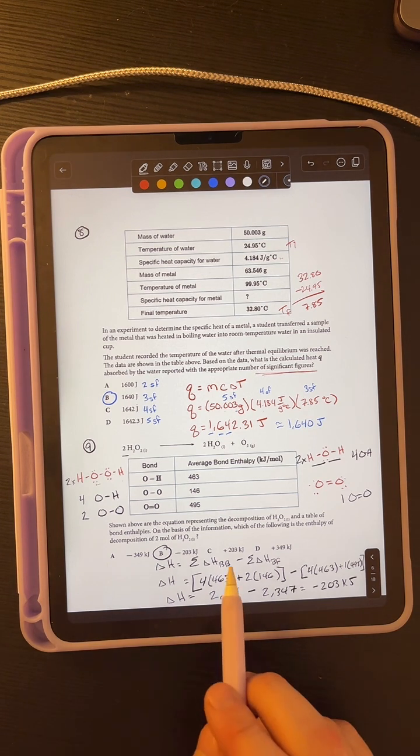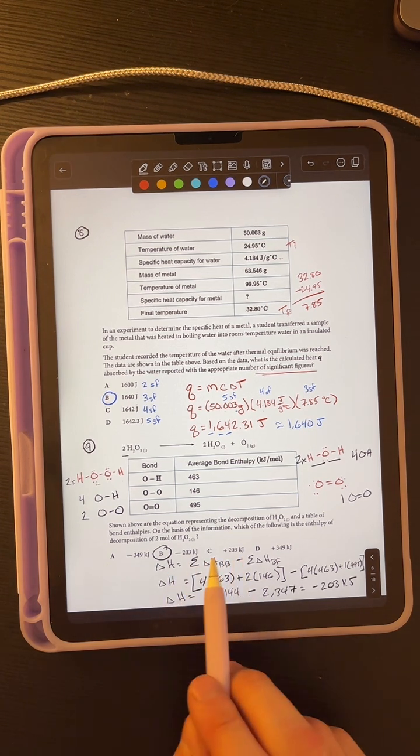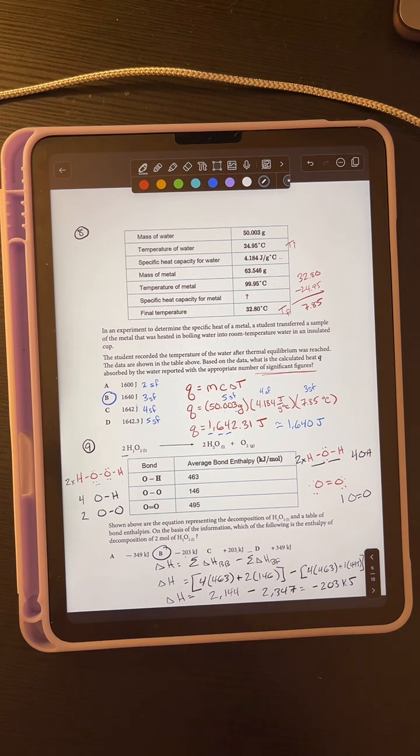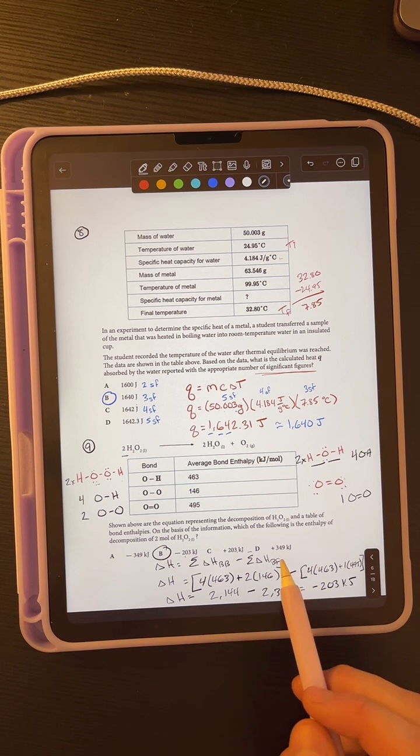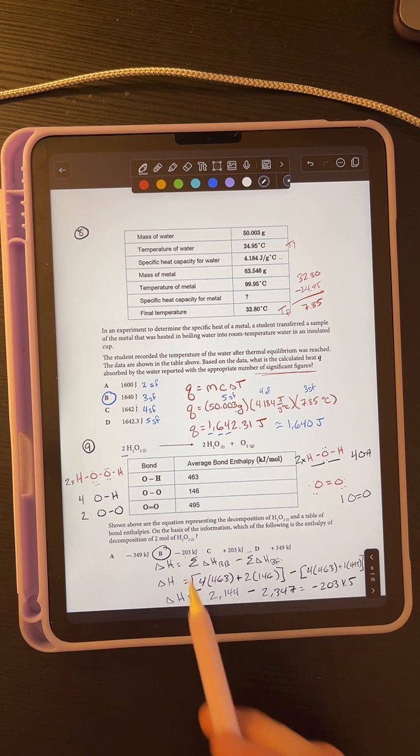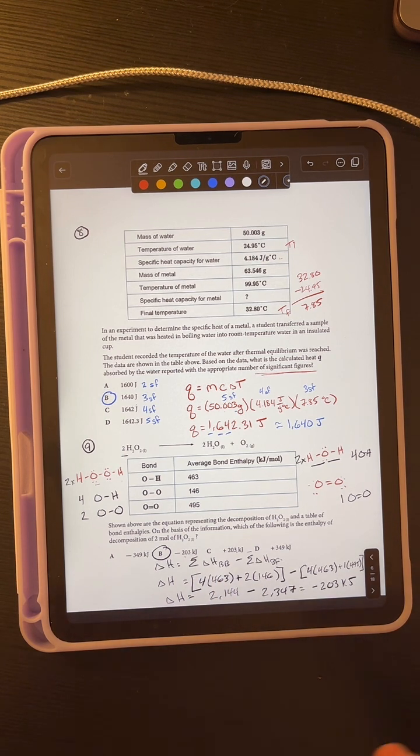Now, if you notice, they did something here where they included both the positive and the negative. So if you did bond energies of your products minus your reactants instead of reactants minus products, then you would get a different answer. So sometimes they like to throw those in. So you want to make sure that you're solving those appropriately.